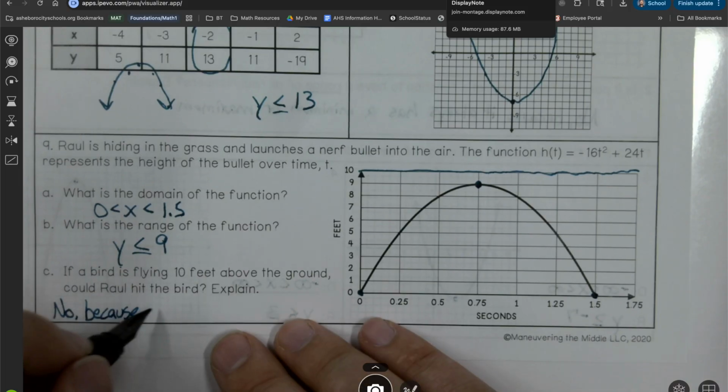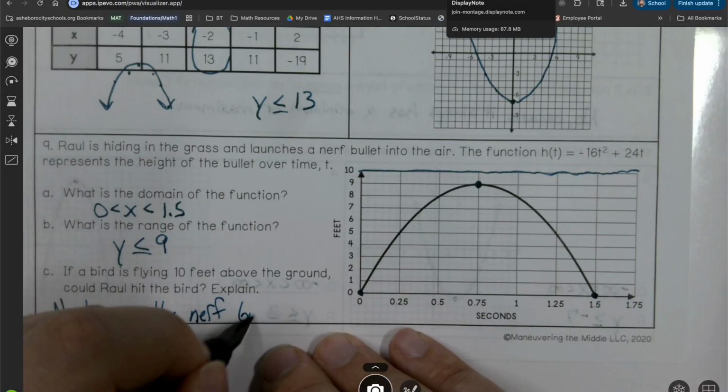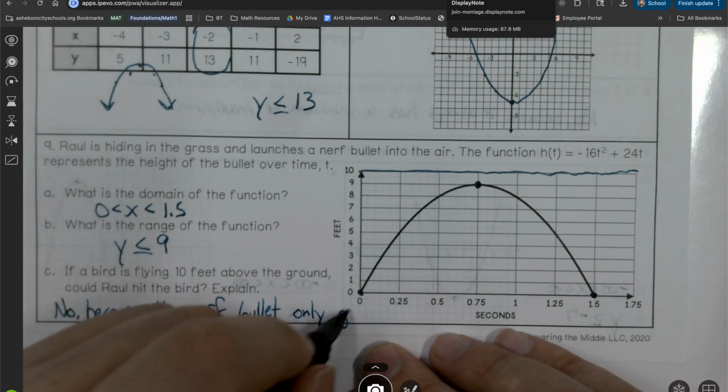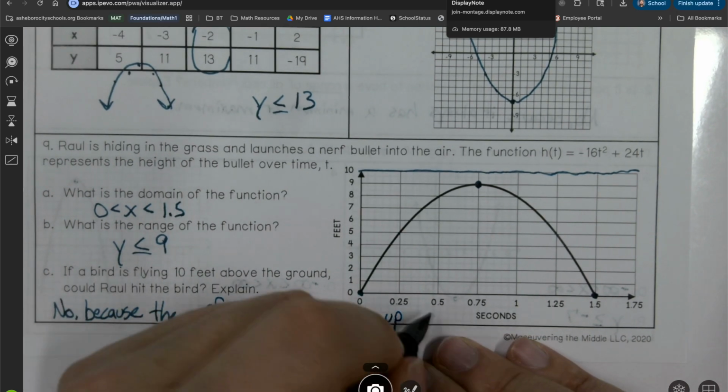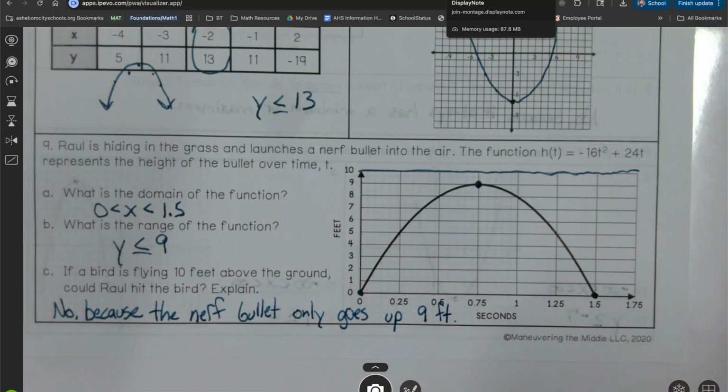because the Nerf bullet only goes up 9 feet. All right, it will never reach 10 feet. The maximum height it can be is 9 feet.